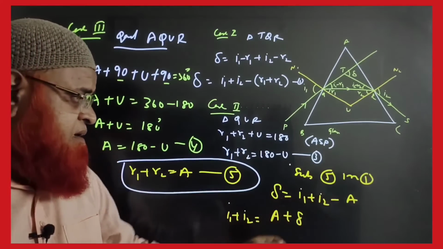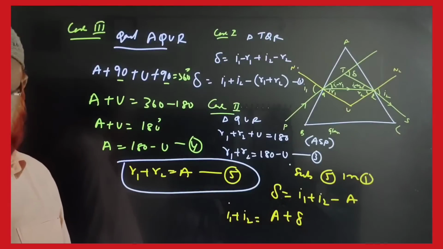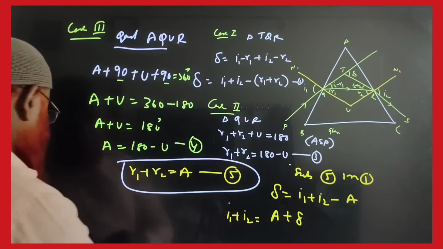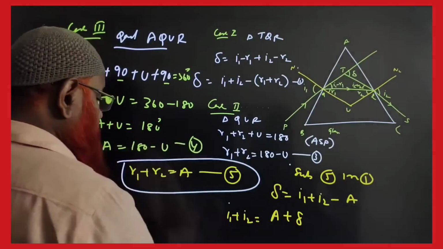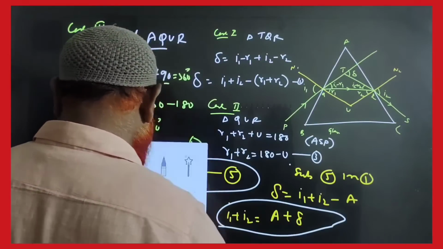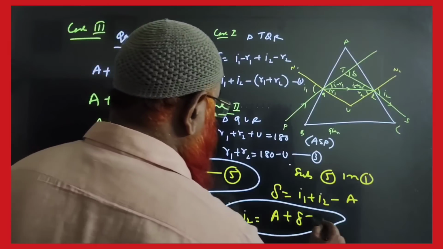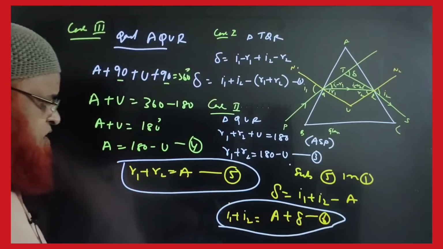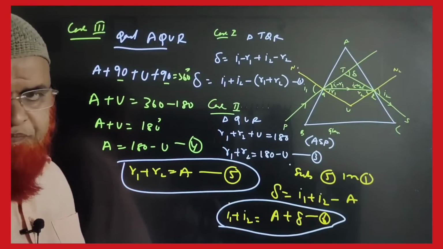So there I have written A, but I1 plus I2 is equal to A plus delta. Understood? So I am getting this equation. This is also very important. It is also used in solving the problems. This is equation number 6. These two are very important in solving the problems.